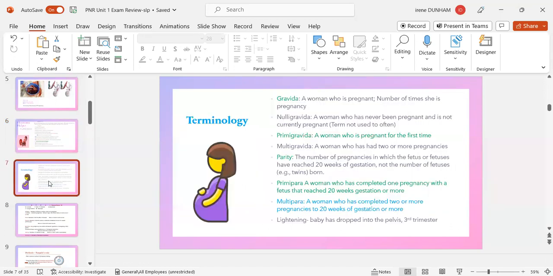This is a review, so it moves pretty quick. Terminology. Okay, so there's going to be a question on your GTPAL. So we're going to go over what gravida means. Gravida is a woman who is pregnant, and the number of times she's pregnant. And a nulligravida is a woman who's never been pregnant and is not currently pregnant.